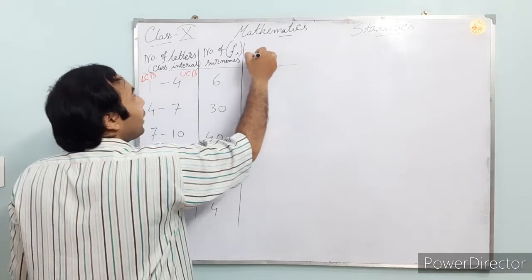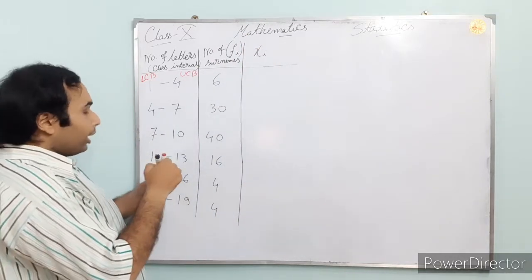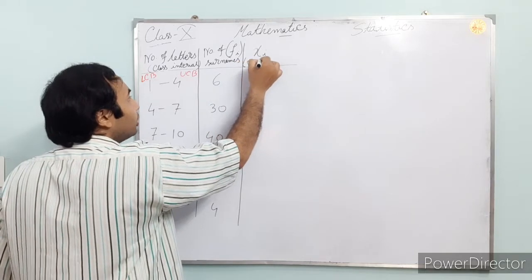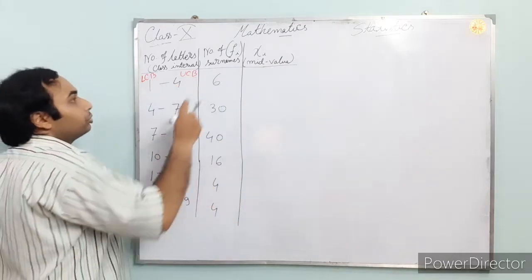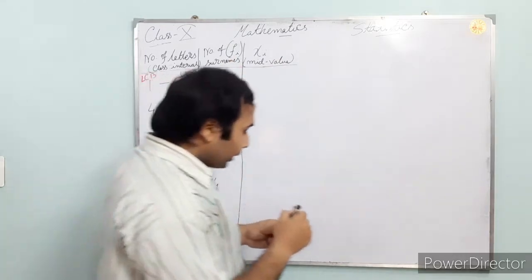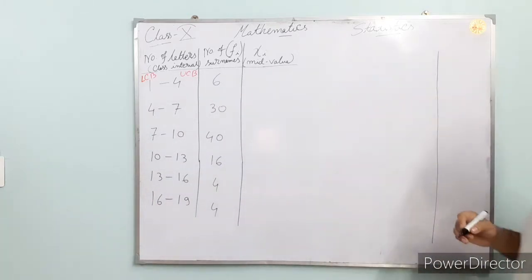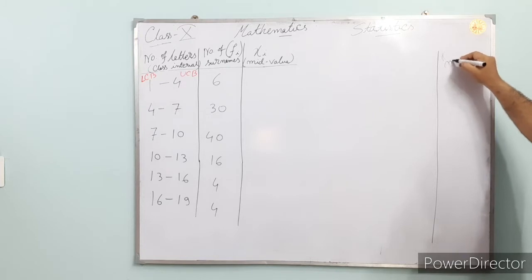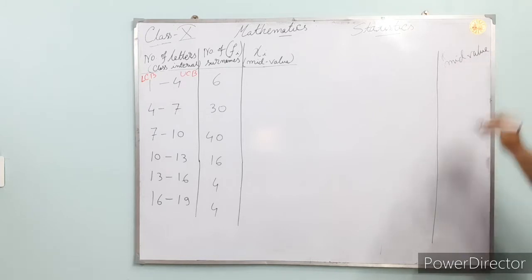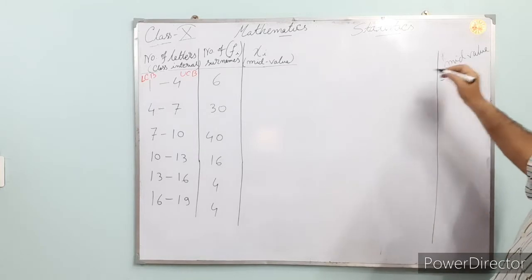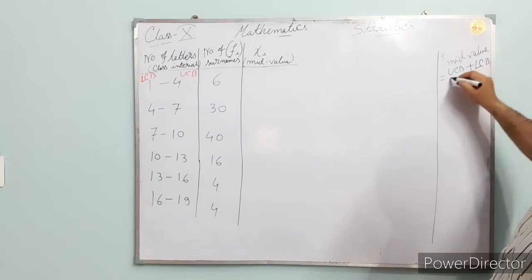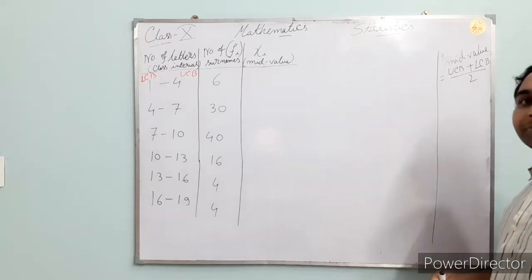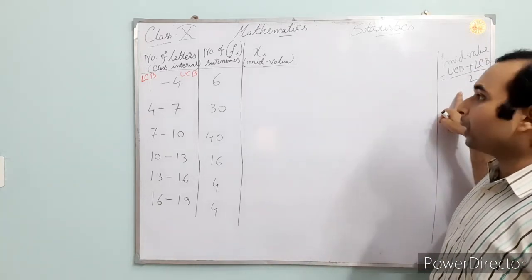So now you have to find the mid value. Here I am writing this as mid value. You will write only xi in your exam. So mid value, xi. Mid value means, I am writing the tips behind all of these: you have to find the upper class boundary plus lower class boundary by 2. The upper class boundary plus lower class boundary by 2.